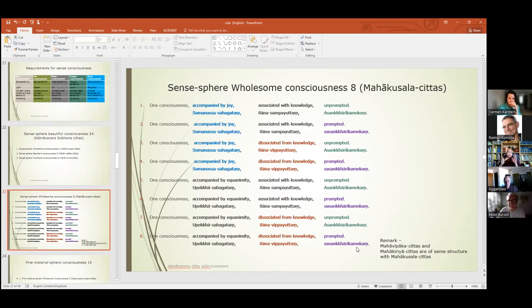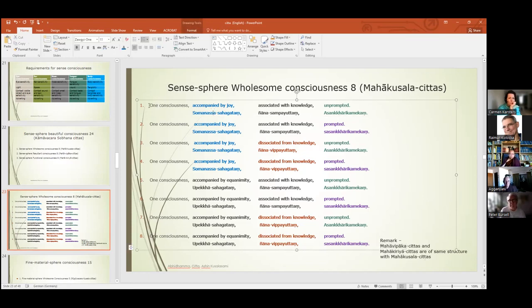In the sense sphere, there are three kinds of resultant consciousness. The first is rootless, ahetuka akusala vipaka, rootless resultant consciousness. The next one is rootless kusala vipaka, and this one is mahavipaka, resultant consciousness together with roots. If we compare these three kinds of resultant consciousness, ahetuka consciousness are weak. What I'm showing is the mahakusala, and mahavipaka is the same.